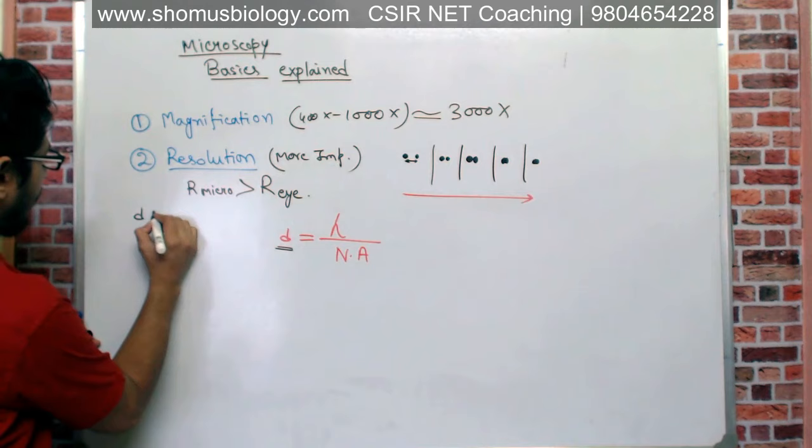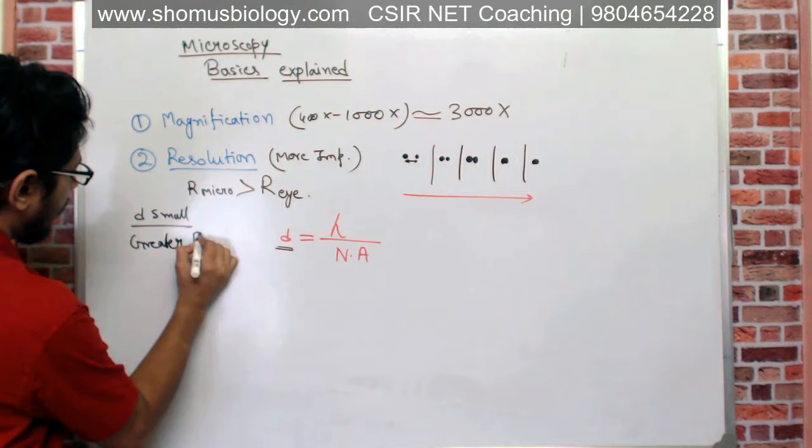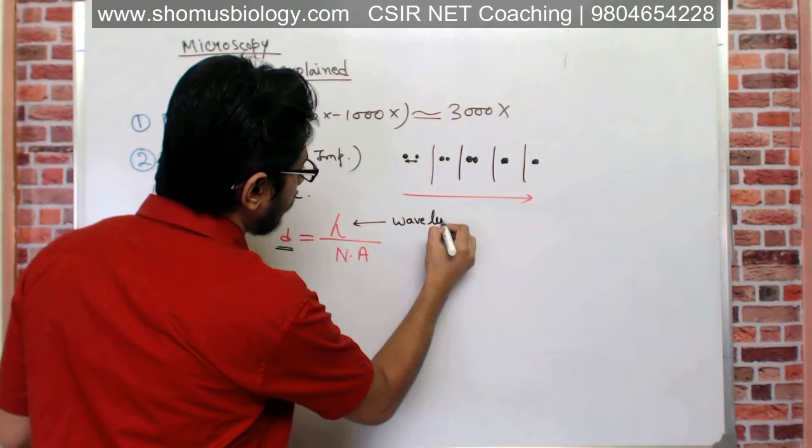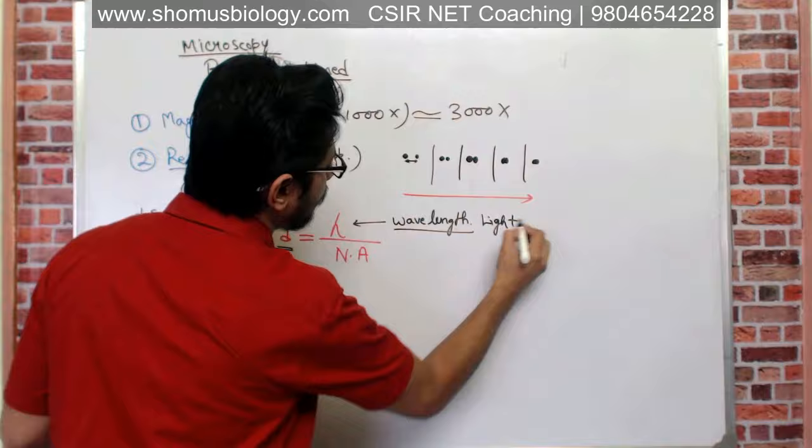So smaller the d, greater the resolution, or R, okay? Now what is lambda? Lambda is the wavelength of light that we use for the light microscope, and NA is the numerical aperture.